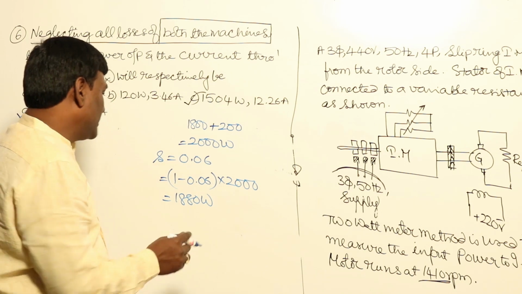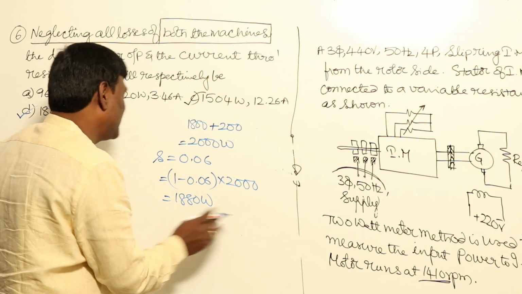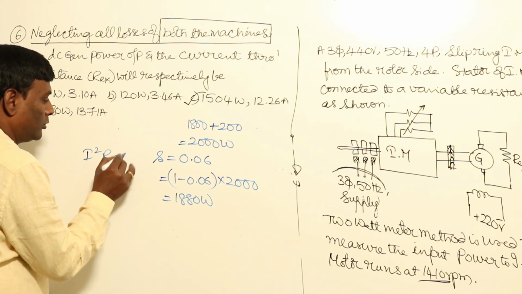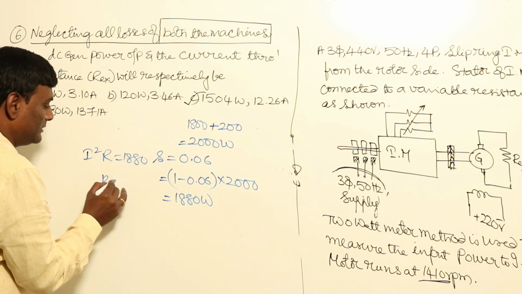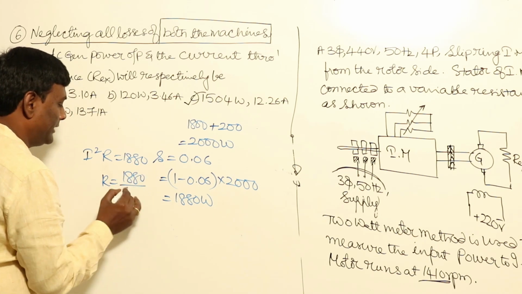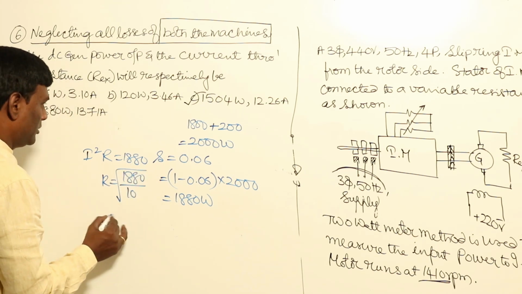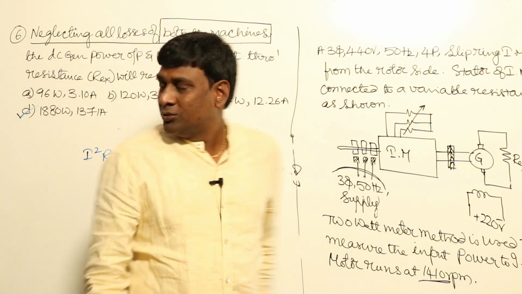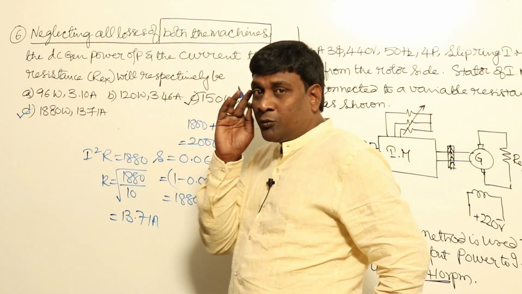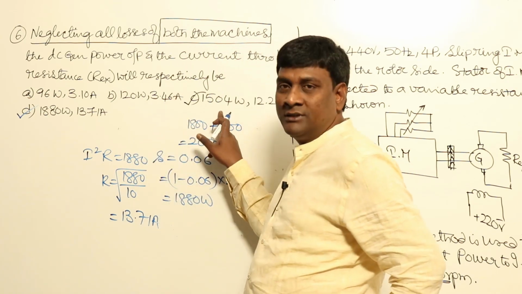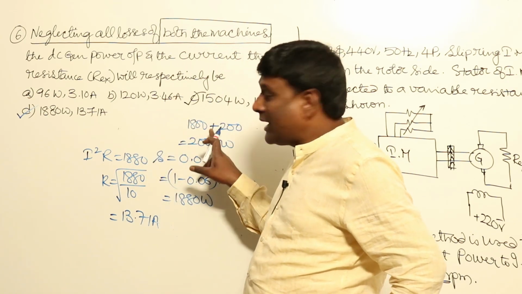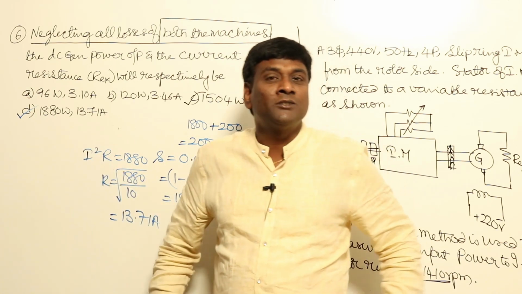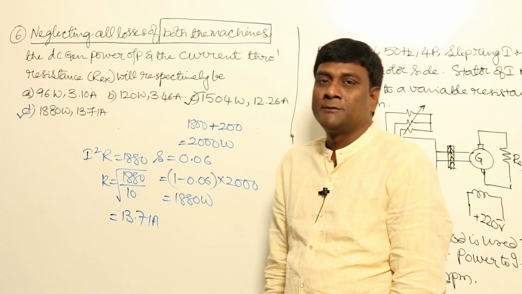For example, if 1880 watt is being consumed by resistance, then I squared R equals 1880. So the current equals the square root of 1880 by 10, which will come down to 13.71 amperes. If you are focused in the exam, you will get option C. If you forget to take the minus, you will get option D. So actually IIT professors work hard to give questions.